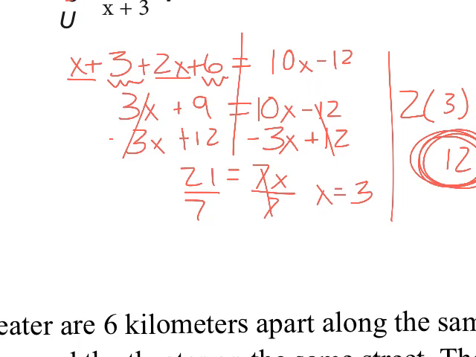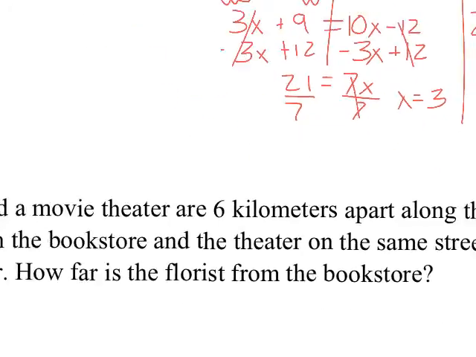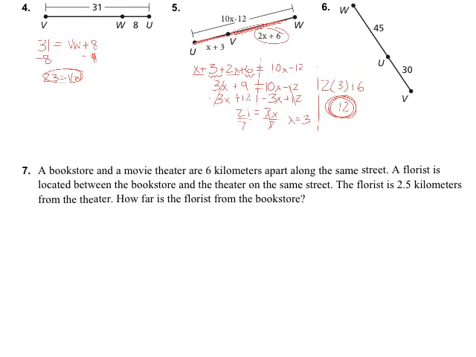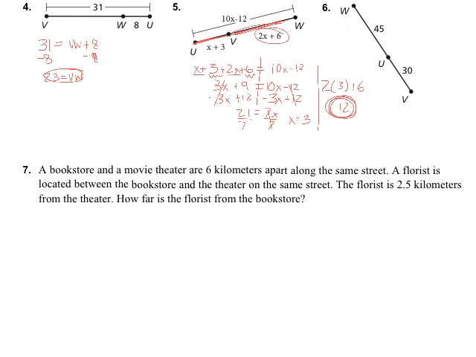Okay, and then last but not least, the application problem. Okay, so you're at a bookstore, a bookstore and movie theater are 6 kilometers apart. So let's draw my picture. I'll do my B from my bookstore. Over here is, what is it? Movie theater. So movie theater. Okay, and that's 6. This is 6 right here, right? The whole thing is 6.